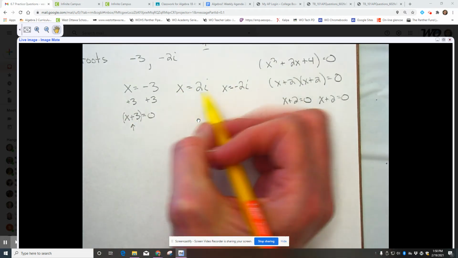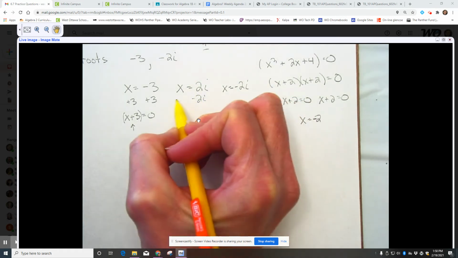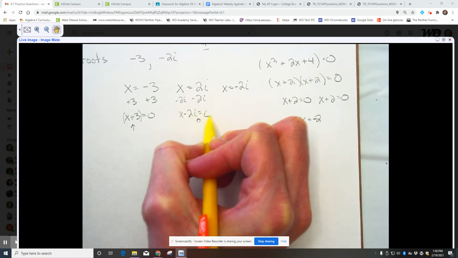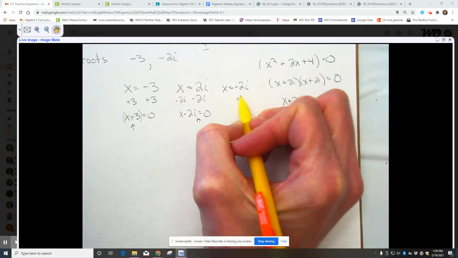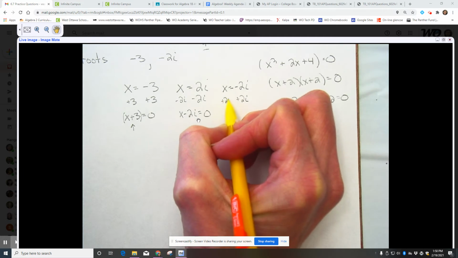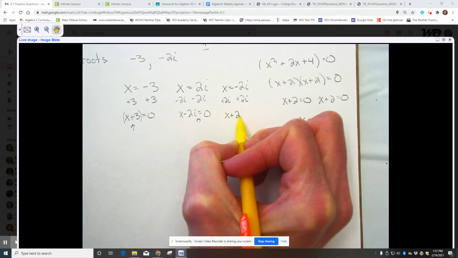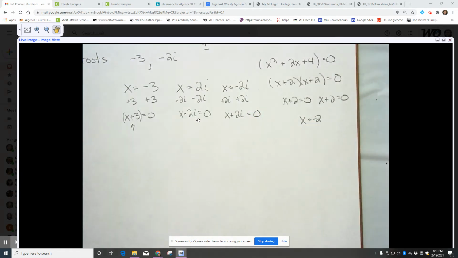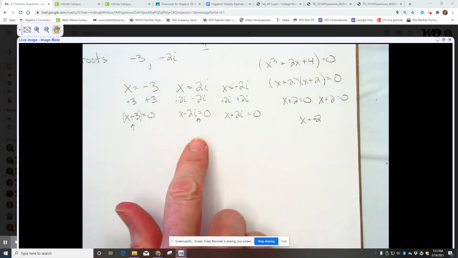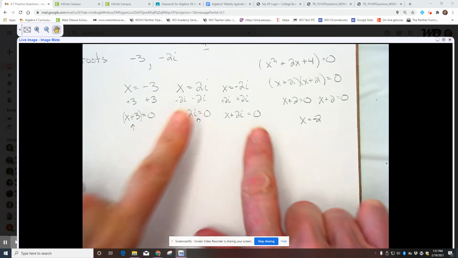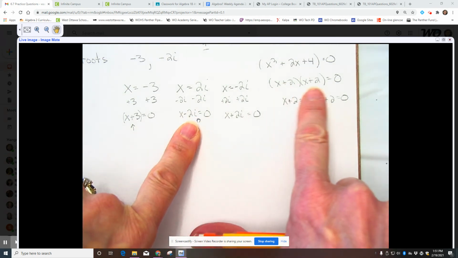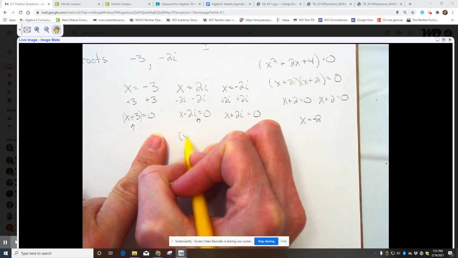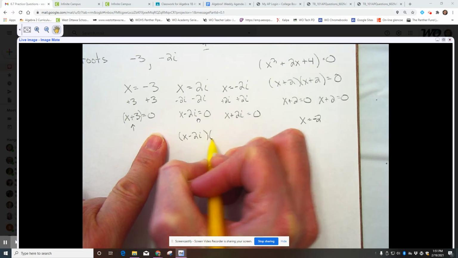So now I'm going to go backwards here. I'm going to minus 2i from both sides, and I'm going to get x minus 2i equals 0. And here I'm going to add 2i to both sides, and I'm going to get x plus 2i equals 0. Now remember, normally what we do is we multiply all of our factors together to get our polynomial. So these factors, I'm going to multiply together.